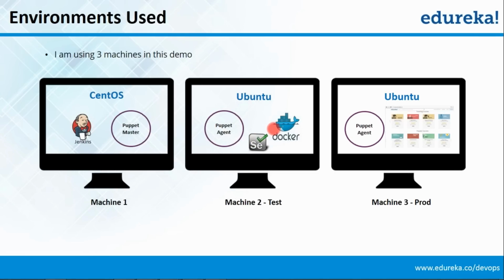I will run a test case for login as well by running this Selenium script through Jenkins. My third machine is my production machine. This also has the Ubuntu operating system. A Puppet agent is running on this machine, and this is where I finally deploy my application. So let's begin with the demo. Let's start the practical now.